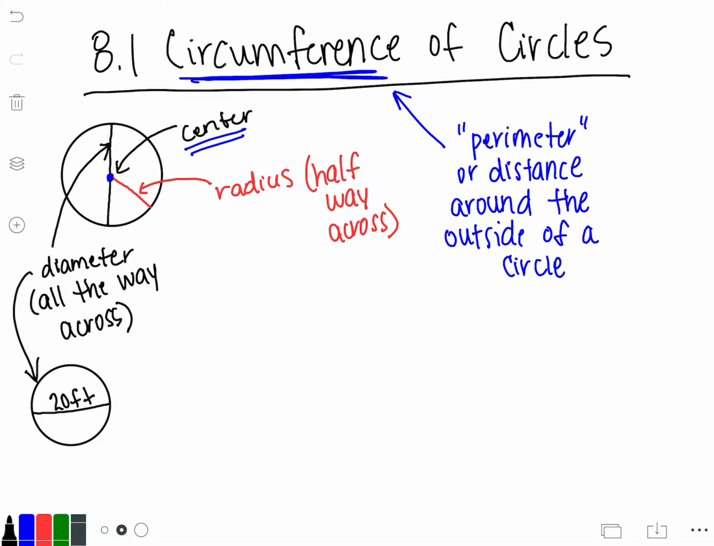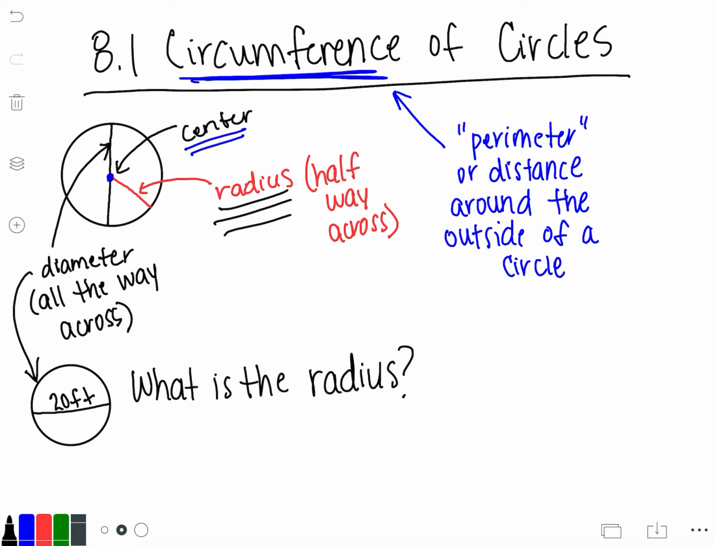So if the question said, what is the radius? You would tell me that it's half of 20 feet. 20 feet is all the way across. The radius is halfway across. So our radius of this circle is going to be 10 feet. Okay. I hope you're with me so far. It feels weird teaching like this.